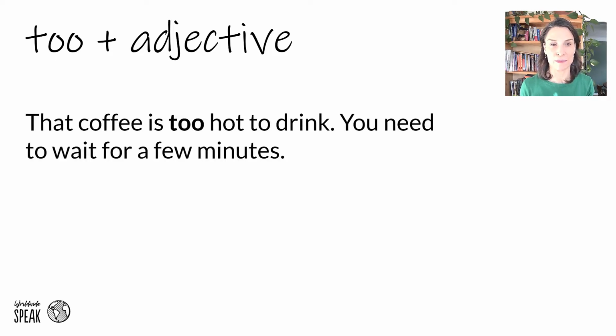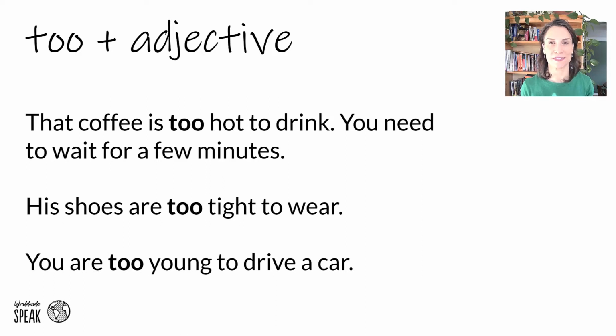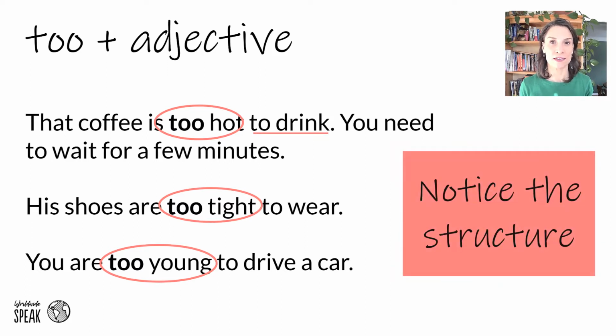This is important. For example, that coffee is too hot to drink. You need to wait a few minutes. His shoes are too tight to wear. You are too young to drive that car. So I'm going to use too in front of an adjective. And many times I'll use an infinitive right after this construction like this. Too hot to drink. Too tight to wear. Too young to drive.